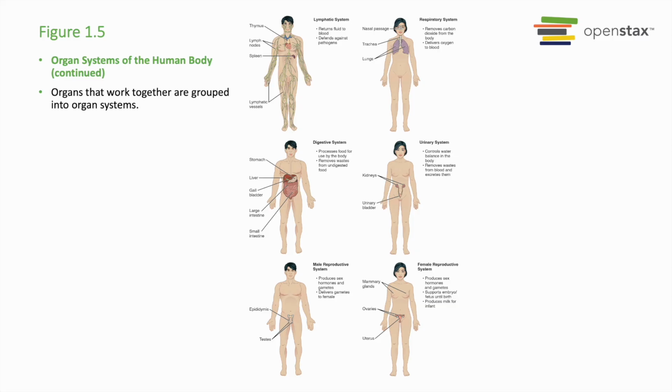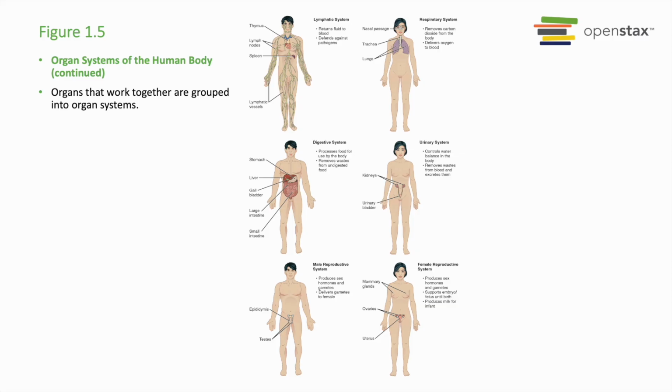The reproductive system of males and females produce sex hormones and gametes. The male reproductive system is specialized to deliver gametes to the female, while the female reproductive system is specialized to support the embryo and fetus until birth and produce milk for the infant after birth.